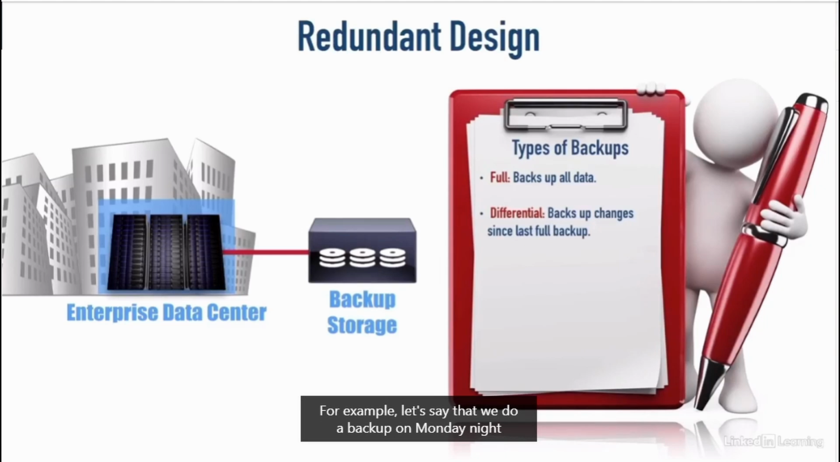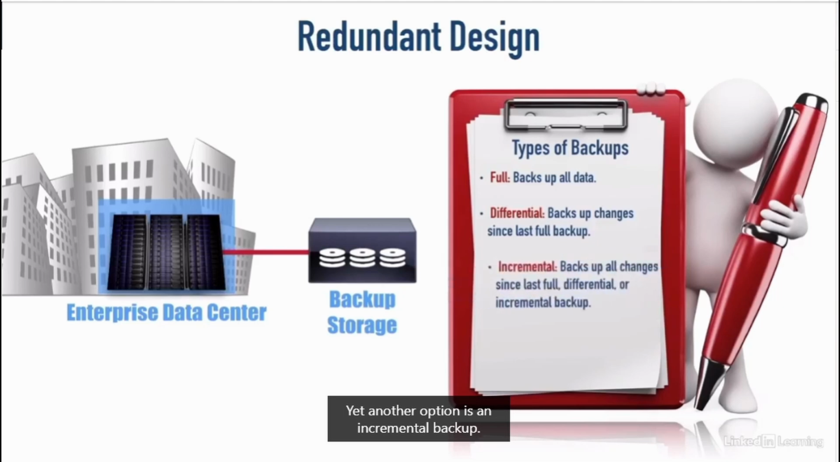For example, let's say that we do a backup on Monday night and it's a full backup. Well, on Tuesday night, some of the data has changed during the day on Tuesday, and we can do a differential backup, and that differential backup is just going to back up the data that has changed since the previous full backup. That way, that backup is really quick, and we're not going to consume as much backup media. It's going to take a little bit longer to restore because now we have to restore two backups. We've got to restore the full backup, and then we have to overlay on top of that the differential backup.